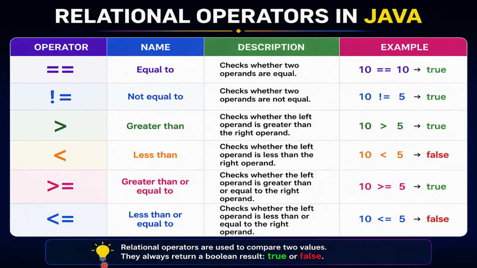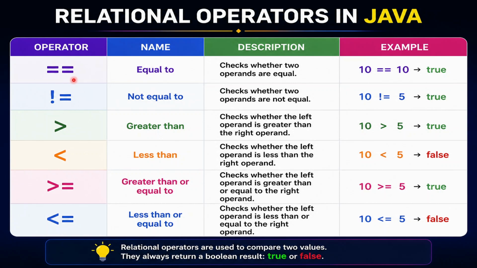So friends, what are relational operators in Java? Relational operators are used to compare two values. They always return a Boolean result, that is, a true or false value. Because it returns a true or false value, we were getting output as true and false values. Now let's see the different types of relational operators in Java.